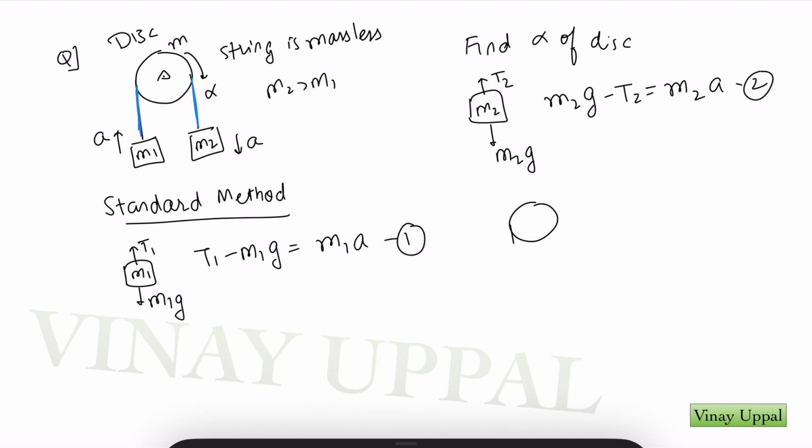Then on the disc, I'll have T1 and T2, and the disc is hinged at the center, and let's say the radius is r, and the angular acceleration is alpha in the clockwise direction. So the net torque in the clockwise direction on this disc is going to be T2r minus T1r. You can see T2's torque is going to be clockwise, T1's torque is going to be anti-clockwise. So the net torque in the clockwise direction is going to be T2r minus T1r, should be equal to the moment of inertia of the disc, which would be mr square by 2, times alpha. This will be my third equation. And the last equation is, because there is no slipping between the string and the disc, the acceleration of the string and the acceleration of the circumference of the disc should be equal.